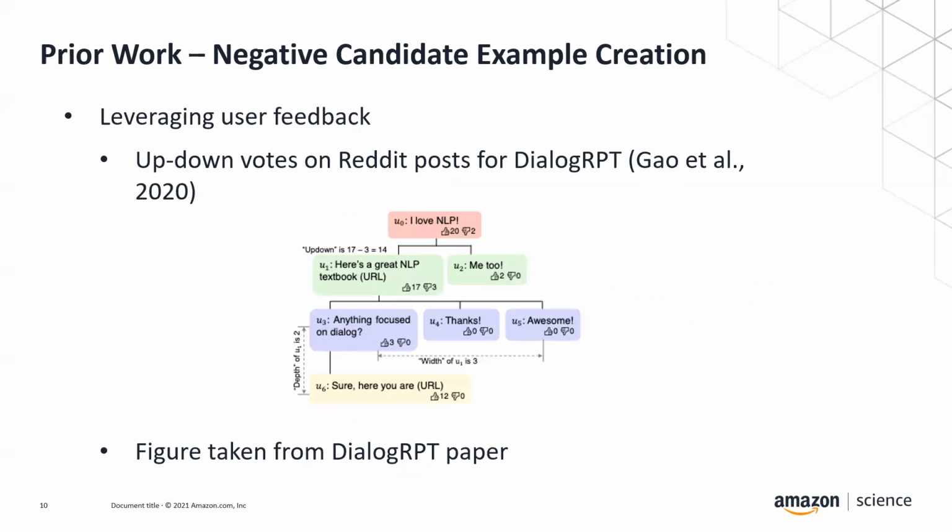Finally, you can leverage user feedback. In the DialogRPT paper, which is a ranking model, up-down votes on Reddit posts were used to train the model. This figure from the DialogRPT paper shows that certain responses got more upvotes than downvotes, so those would be considered positive responses during training.